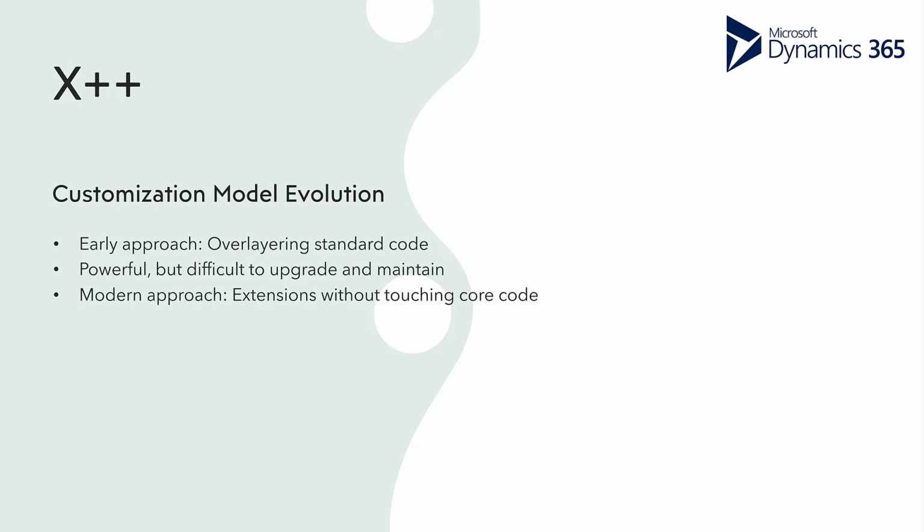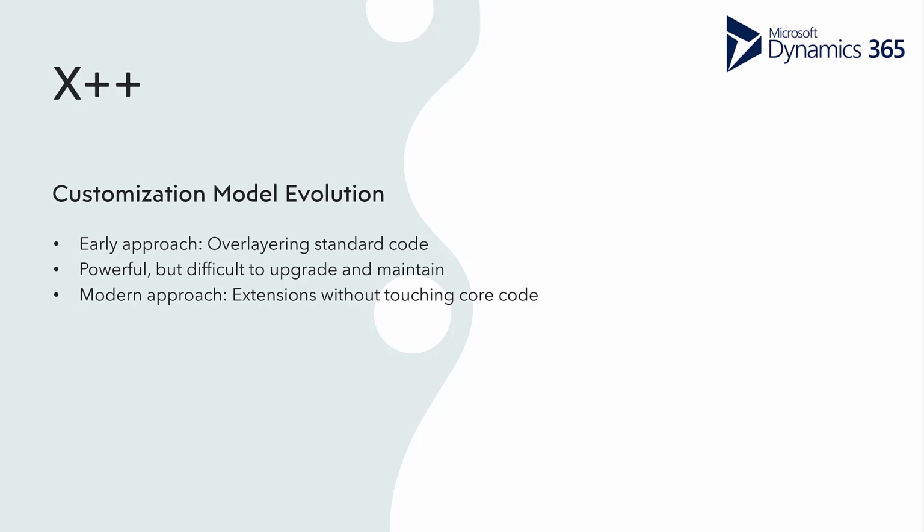That's when the extension model was introduced. Instead of modifying standard objects directly, developers now extend them. This means adding new behavior without touching the original code. With extensions, you can add logic before or after standard processes, extend tables, forms, and classes safely, customize behavior without breaking upgrades, and keep your changes isolated and predictable.